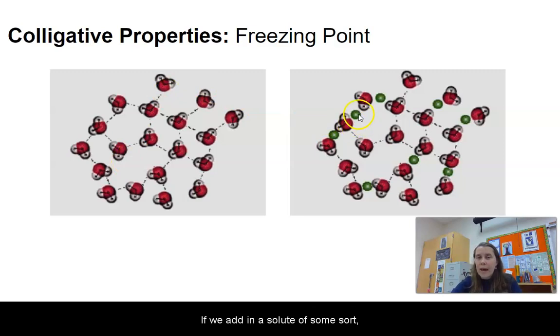Right? If we add in a solute of some sort, like we have with these green circles here, then we're now having other interactions with the water, okay, and they're going to get in the way of those hydrogen bonds that need to form in order to make a solid. Okay, so we actually have to cool it off more if we have something dissolved than if we don't have something dissolved, all right, and this is called freezing point depression.